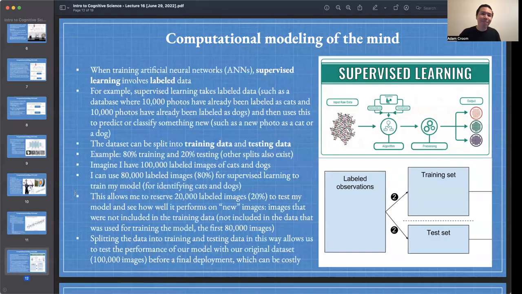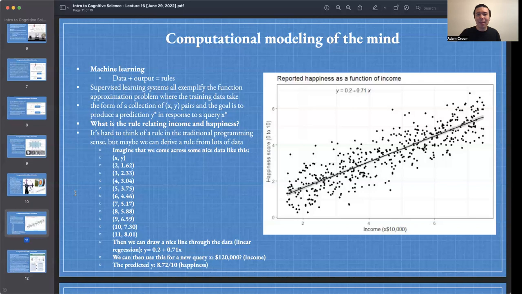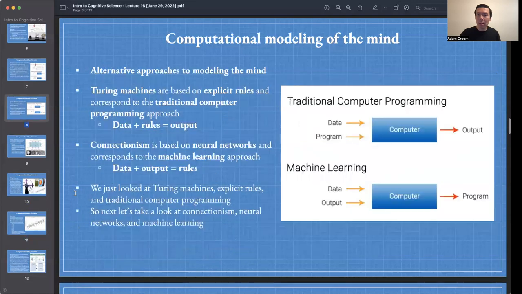All right. So that's going to be the insight here on machine learning and connectionism, neural networks. We're getting a rule, right? We're using inputs and outputs to get a rule with machine learning and neural networks. Whereas with Turing machines, we have a rule in the beginning, and we're using inputs and the rule to produce an output.